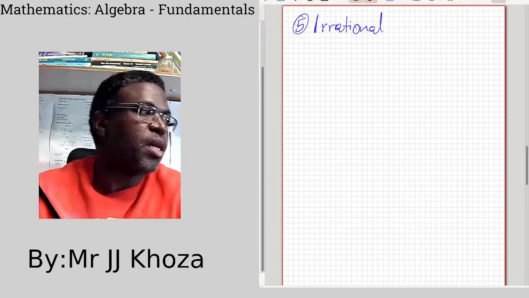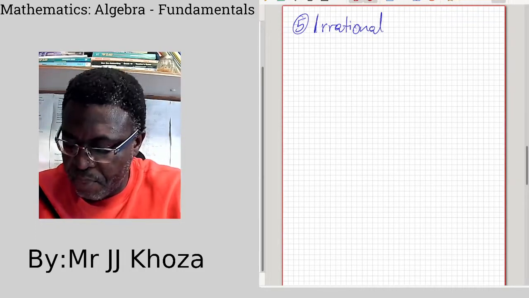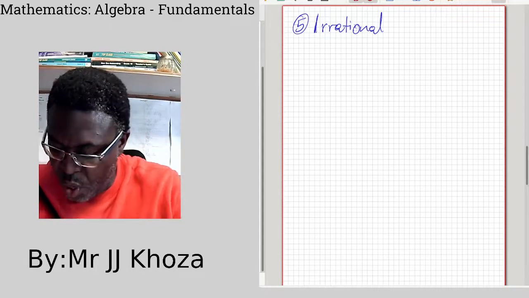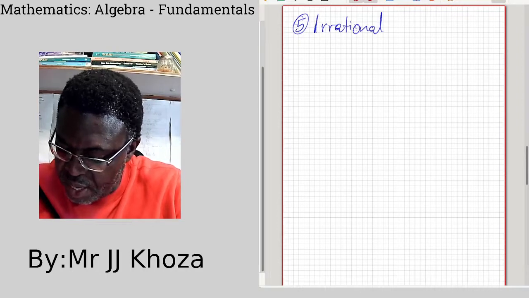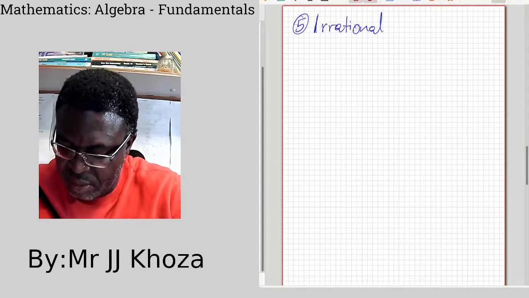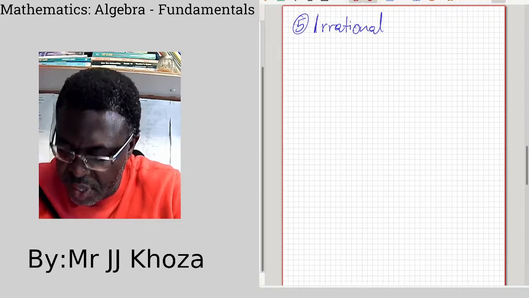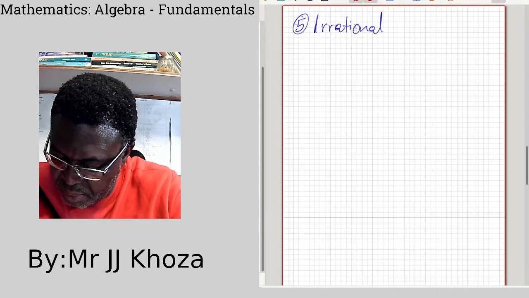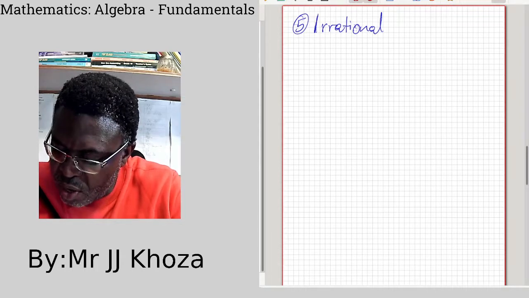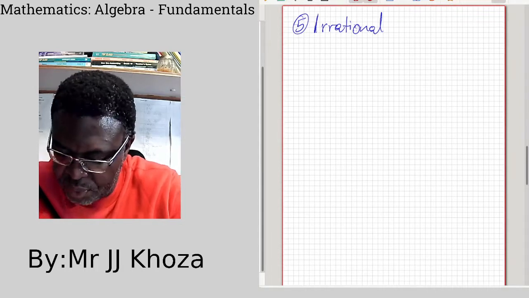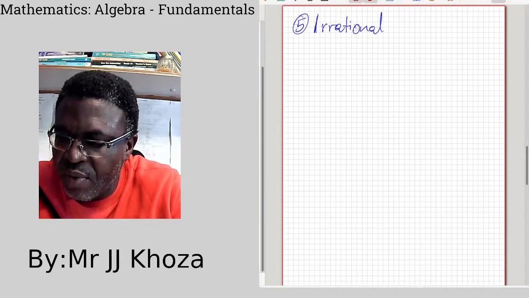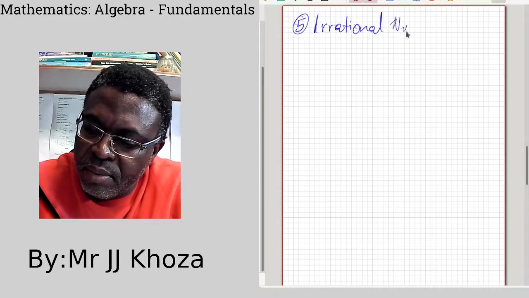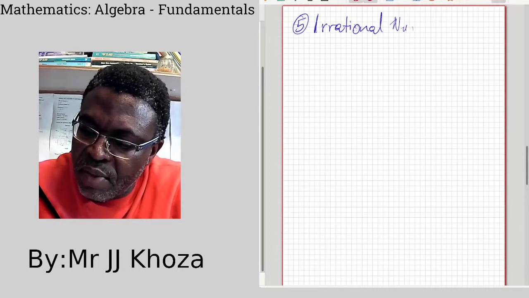So an irrational number is a number which is very difficult to express. It's unlike your rational numbers, okay? It cannot be expressed as a ratio of integers, and therefore it's difficult, and we call these irrational numbers. They are very much challenging.